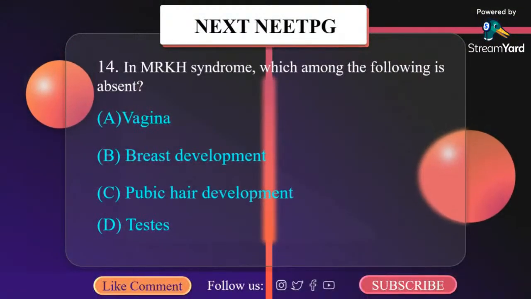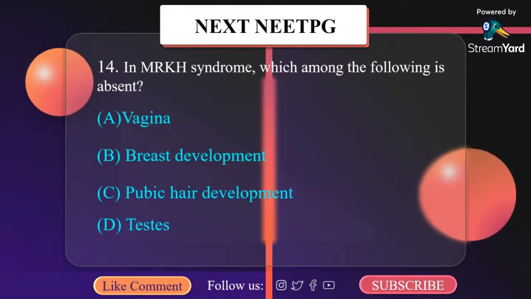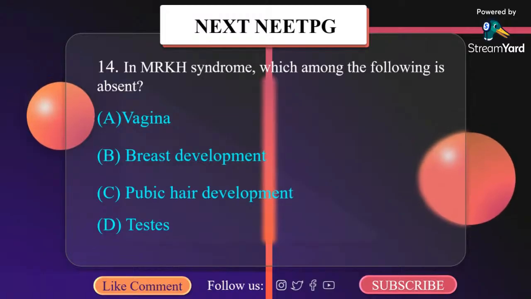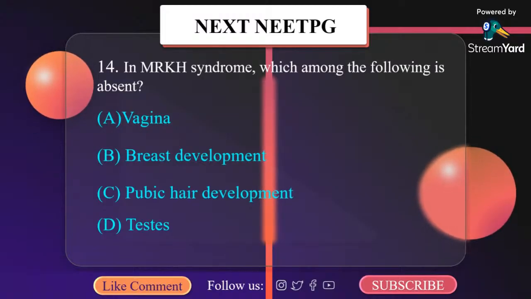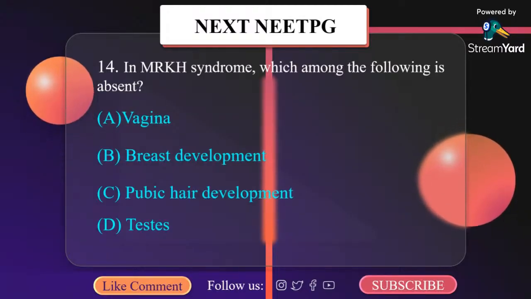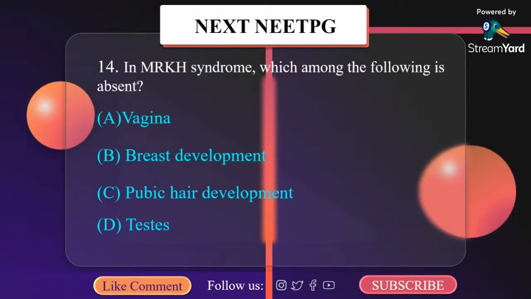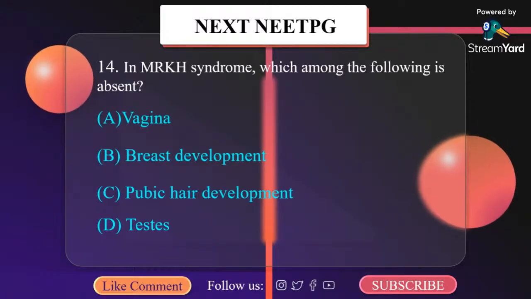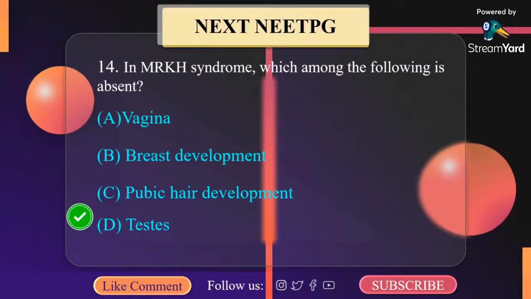In MRKH syndrome, which among the following is absent? A. Vagina, B. Breast development, C. Pubic hair development, D. Testis. MRKH syndrome is also known as MURCS syndrome: Mullerian aplasia, renal aplasia, cervicothoracic somite dysplasia. MRKH is Mayer-Rokitansky-Kuster-Hauser syndrome, which has a karyotype of 46XX. So the gonads present are ovaries, in contrast to androgen insensitivity syndrome, where testes are present. MRKH syndrome is characterized by congenital aplasia of the uterus and upper part of the vagina in women, showing normal development of secondary sexual characteristics and a normal 46XX karyotype. So the correct answer is D, testis.